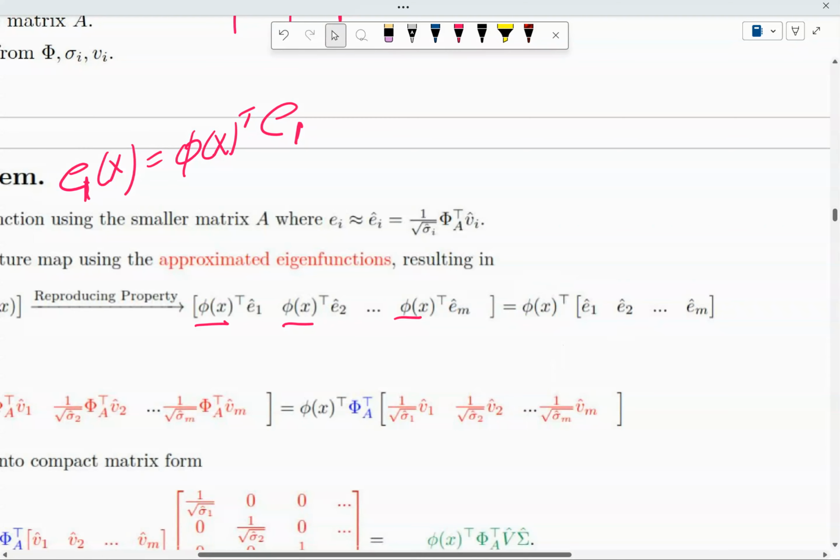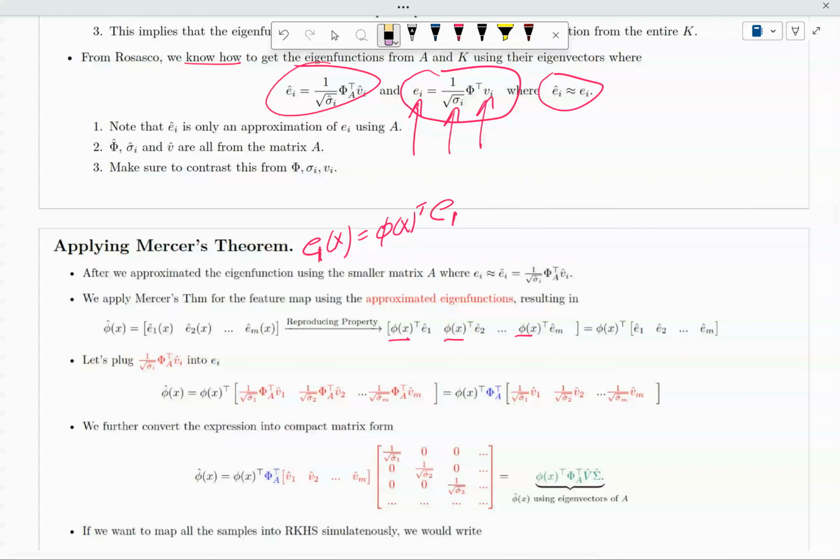Now, one quick note. We're approximating the feature map. However, in the process of approximating the feature map, we still have the original feature map. Of course, we're going to cancel them out later, but I want you to notice the difference between these feature maps. These are the basis feature map using basis functions. This is the feature map using the approximate eigenfunctions of A. Okay, so that's the difference.